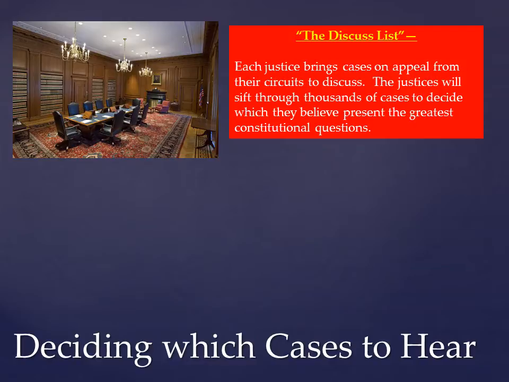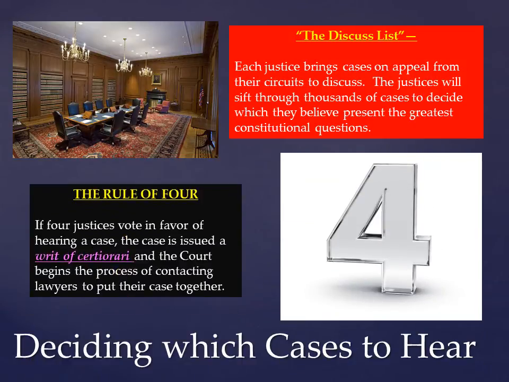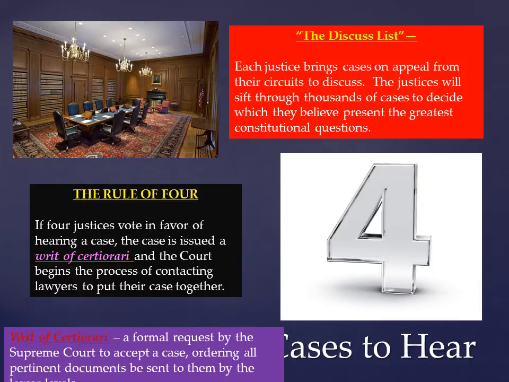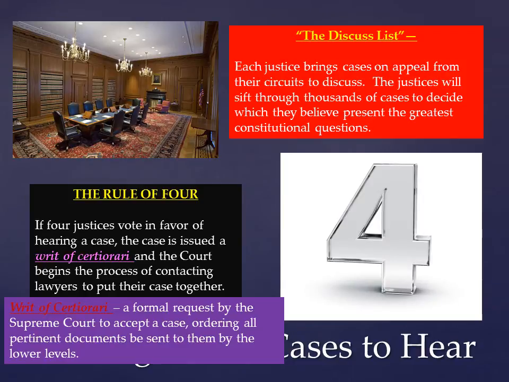When it comes time to select the cases that they actually want to hear, the rule of 4 is the ultimate determiner. The rule of 4 means that 4 of the 9 justices must vote in favor of taking a case for it to be issued a writ of certiorari. If a case is issued a writ of certiorari, that means that the Supreme Court is interested in actually hearing the case. They will order all the lower courts to send them any pertinent documents that they need, and they will contact the attorneys and tell them to start putting their case together.